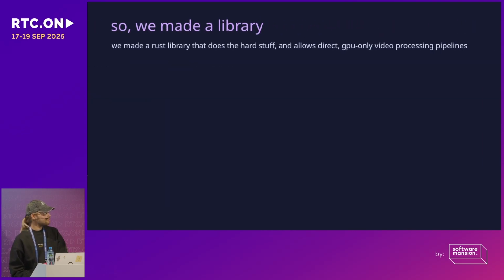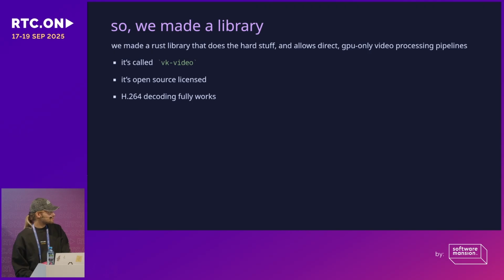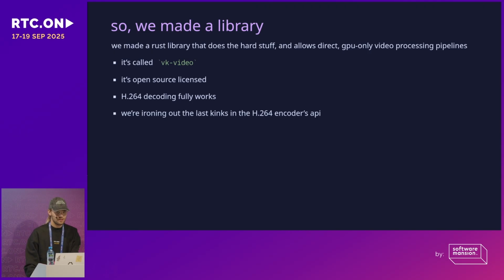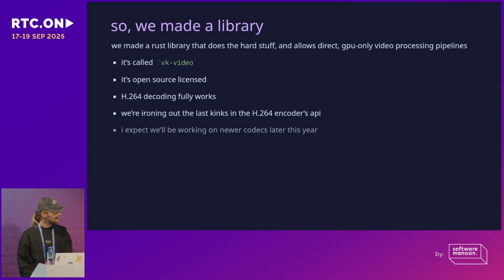So we decided to make a library. The idea was that it would expose the nice interface of just putting the byte stream in and getting raw frames out, but also allow you to make those GPU-only video processing pipelines that are very optimized. And the library is called VK Video. It's open source. H.264 decoding fully works, and we're right now ironing out the last kinks in the H.264 encoder. And I expect probably later in the year we'll be working on adding support for newer codecs like H.265 or AV1.